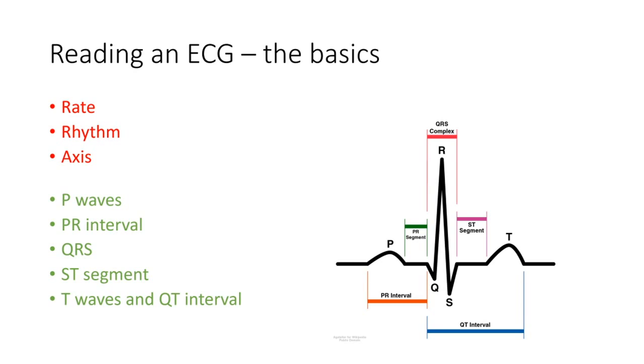We're going to discuss firstly the rate, how to calculate the rate, the rhythm, appreciating the rhythm, and talking about the axis of the ECG. And then the next part of appraising the ECG is going through the different parts of the waveform itself. So first the P wave, the PR interval, the QRS complex, the ST segment, and the T wave and QT intervals.